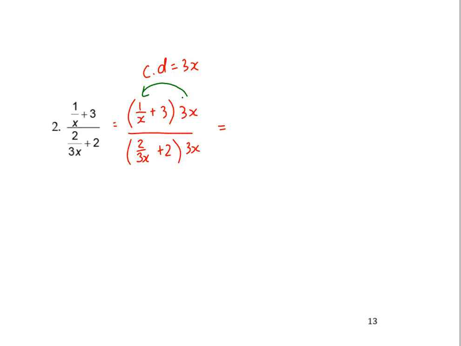Okay, what's the common denominator of this one? 3x. So we're going to multiply the numerator by 3x and the denominator by 3x. Okay, so distributive property. What is 1 over x times 3x? 1 over x times 3x is 3. The x's cancel out. 1's on the numerator, 1's on the denominator. Plus 3 times 3x, 9x, over 2 over 3x times 3x, 2, plus 6x. Okay, let's factor. What can you factor out of the numerator?